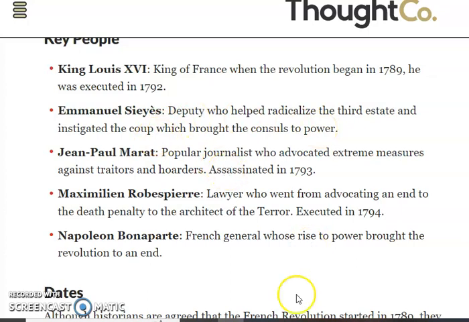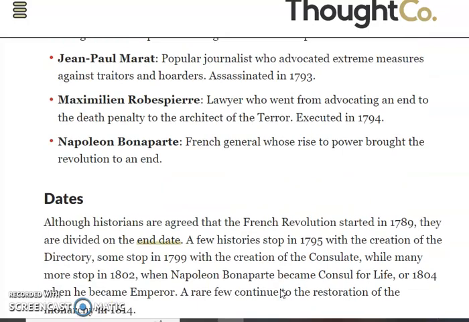Jean-Paul Marat, popular journalist who advocated extreme measures against traitors and hoarders, he was assassinated in 1793. Maximilien Robespierre, lawyer who went from advocating an end to the death penalty to the architect of the Terror, he was executed in 1794. And lastly, Napoleon Bonaparte, French general whose rise to power brought the revolution to an end.